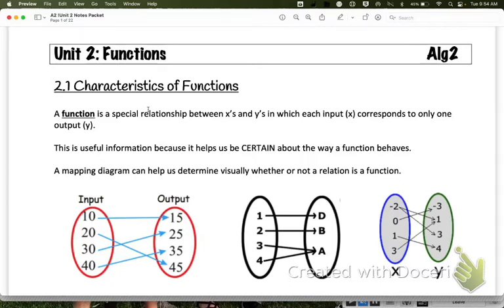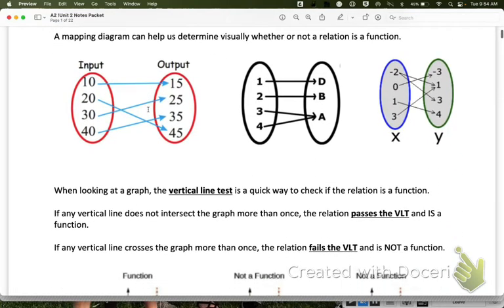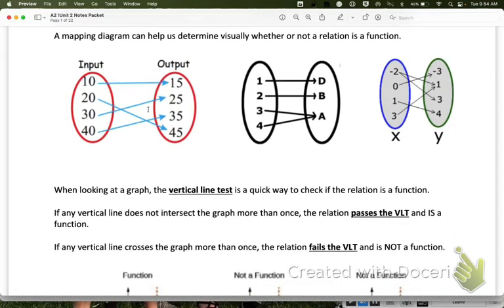So a mapping diagram, these little guys with the bubbles here, is a really helpful way visually to decide whether or not a relation is a function. And so if we go back to our definition, each input can only go to one output. That means when we're looking at this mapping diagram that shows an arrow from the input to the output, the goal is that we only want to see one arrow coming from each input.